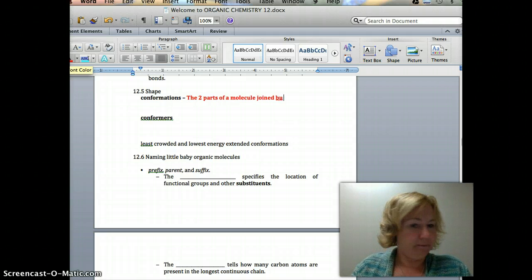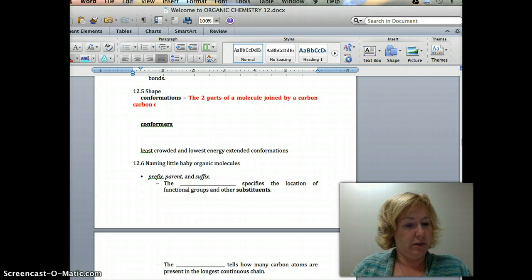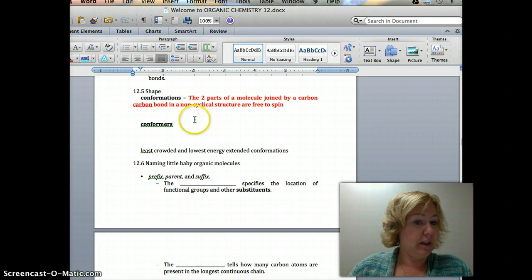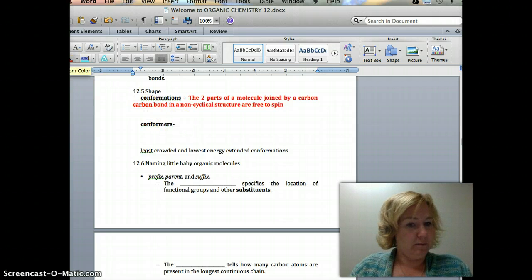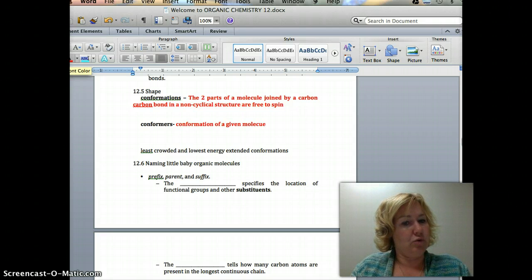The two parts of a molecule joined by a carbon-carbon bond in a non-cyclical structure are free to spin. Seriously. Conformers are actually just conformations. They're conformations of a given molecule. Okay, so here's what conformations are.